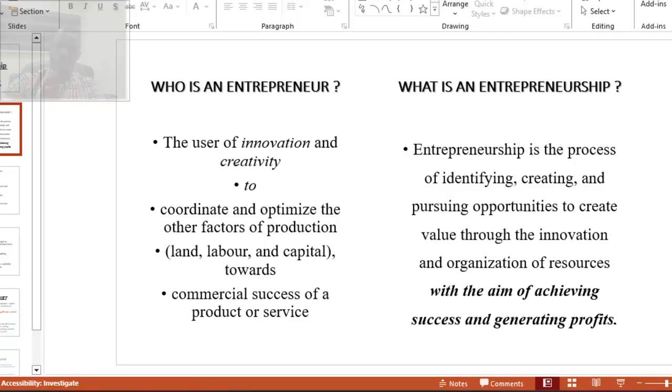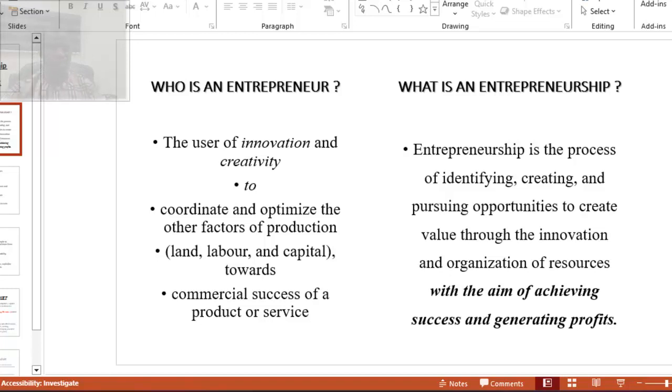Because he was able to identify a solution. He was able to identify an opportunity where there is a chaos, where there is a problem, right? And that, in achieving that, he has to bring on board, optimize every other factors of production, optimize them so as to be able to carry out a particular service. So that service he was able to carry out is what is called product, right?